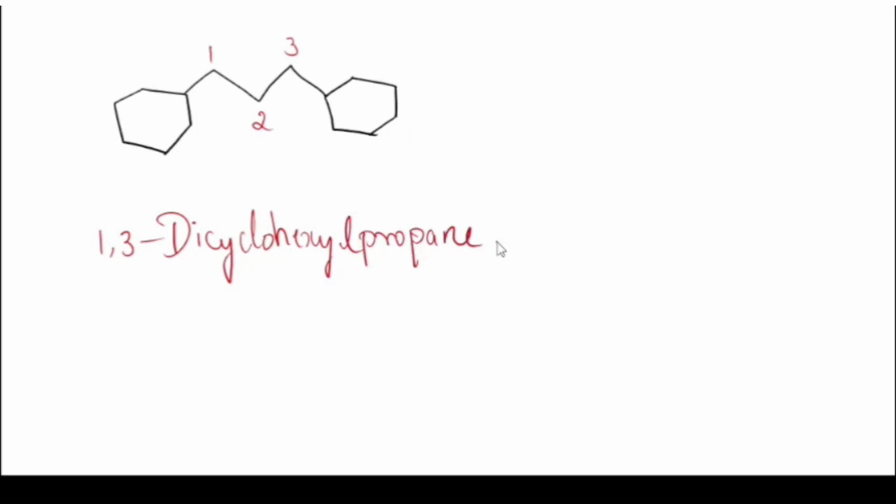And in the same way, if we want to name this particular one, here 1, 2, 3 is there. At 1 and 3 there is a dicyclohexyl ring. That's why you have to write 1,3-dicyclohexyl. What is this particular one? It contains 3 carbons. That's why propane. Like this, we have to name the alicyclic compounds.